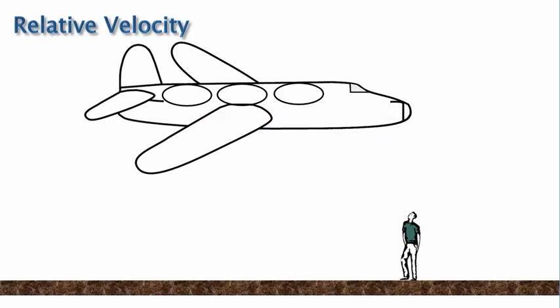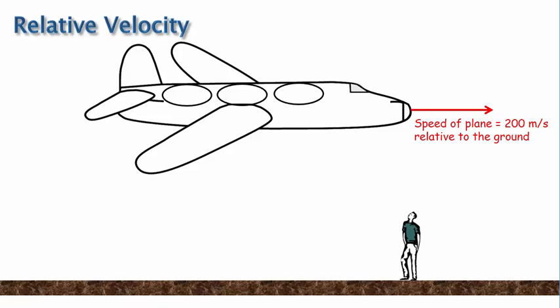overhead. From the person on the ground's perspective, the plane is flying at, say, 200 meters per second. So we would say that the plane's velocity is 200 meters per second with respect to, or relative to, the ground or to the Earth.